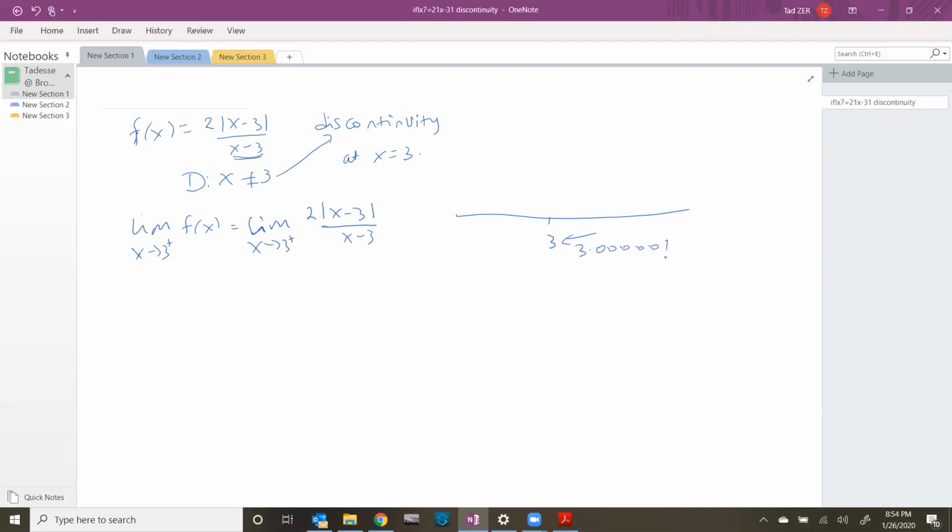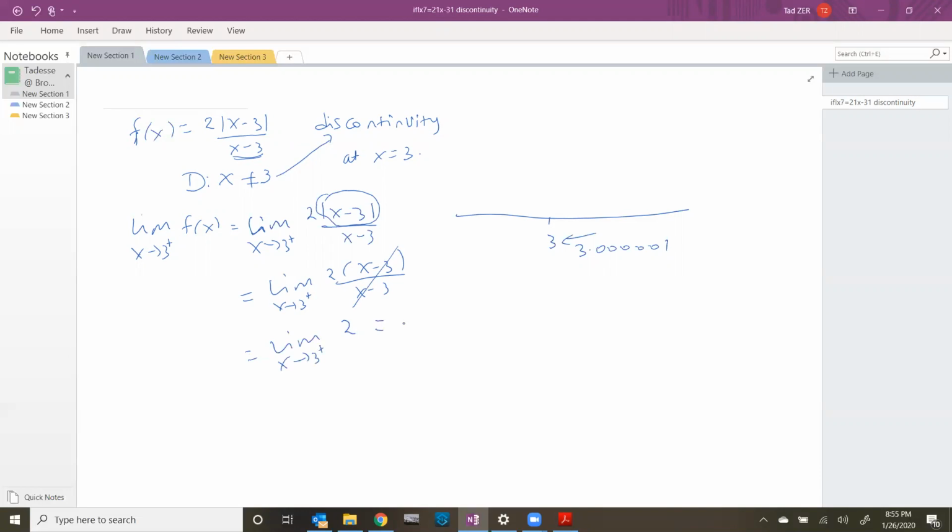3.000001, right? So look at this expression here, the absolute value of x minus 3. Because x is bigger than 3, 3.0001 minus 3 is a positive number. So we don't really need the absolute value, because x is bigger than 3, so x minus 3 is a positive number as x approaches 3 from the right. So now this cancels out, and that will leave me the limit of 2 as x approaches 3 from the right.